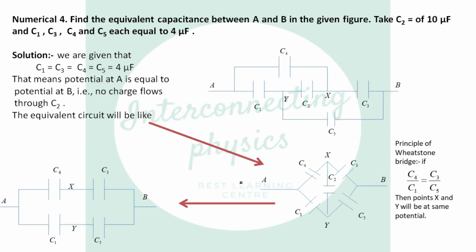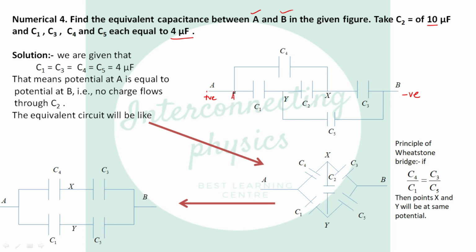Now next, find the equivalent capacitance between A and B. Take C2 as 10 microfarad, and C1, C3, C4, C5 as 4 microfarad. Again, let us say that point A is at positive potential and point B is at negative potential, because they are connected to some fictitious battery. Now from here to here there is no potential drop, so point A will come here.